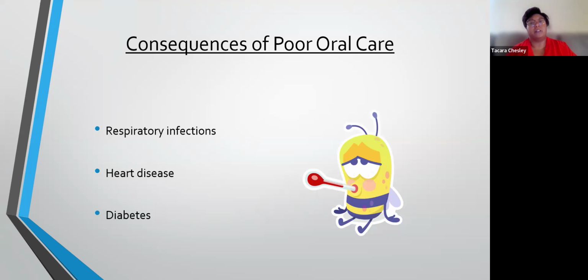Patients with higher dental caries and missing teeth are also at higher risk for developing heart disease. And patients who have uncontrolled diabetes is associated with poor oral health and periodontitis.